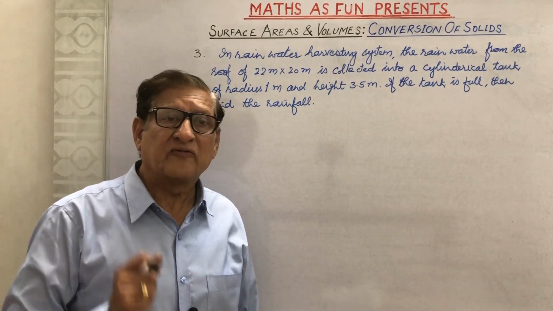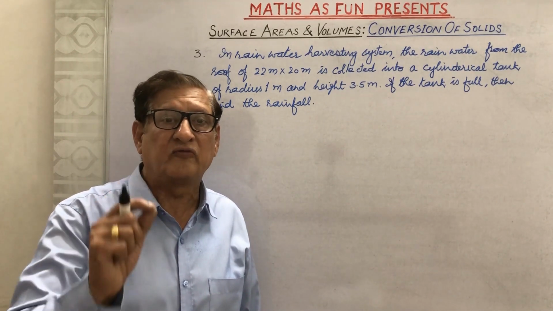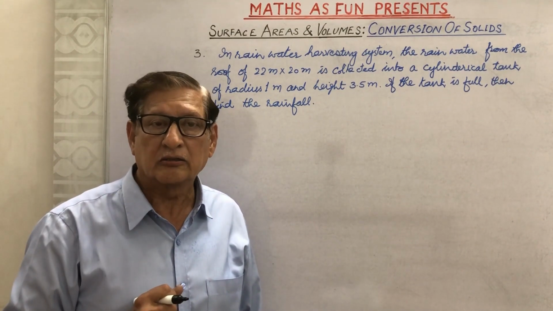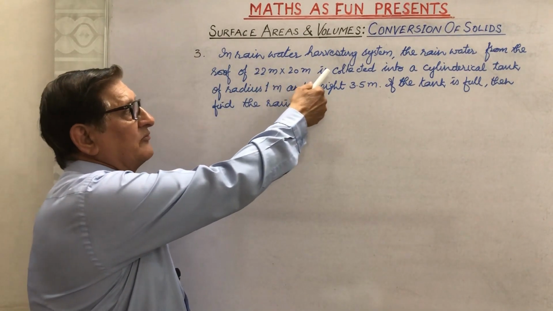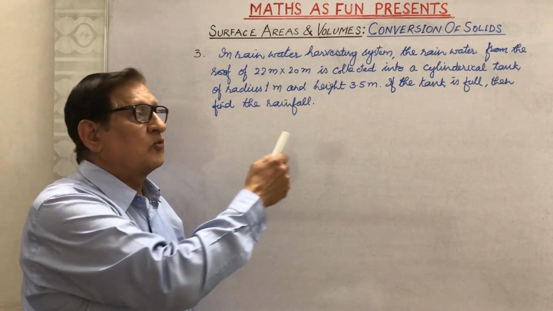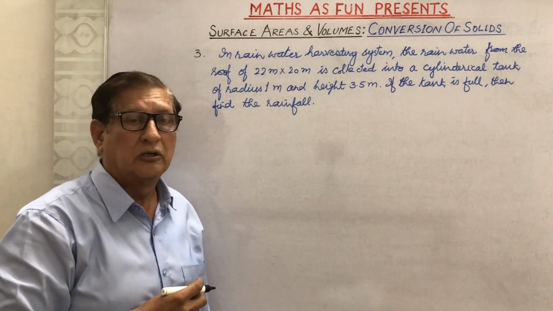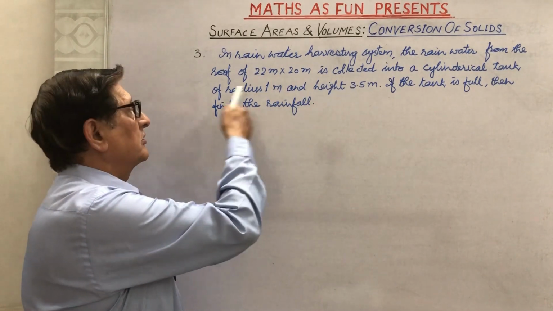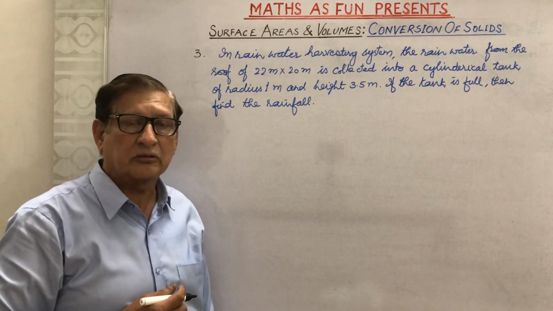The next problem we discuss here is based on the transfer of fluid or the liquid from one container into another container. And that is, in the rainwater harvesting system, the rainwater from the roof of 22 meter into 20 meter is collected into a cylindrical tank of radius 1 meter and height 3.5 meter.